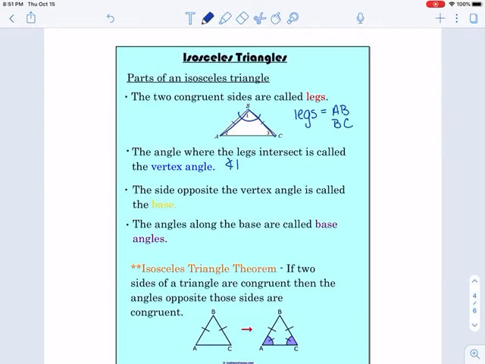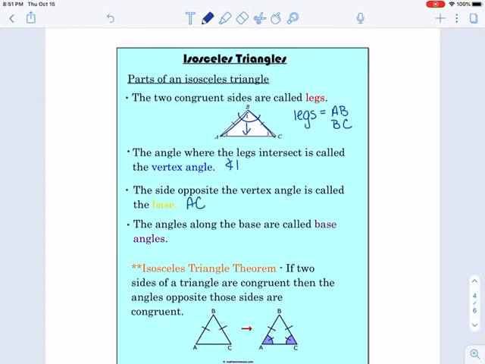The side opposite the vertex angle is called the base. Directly opposite angle 1 is side AC. So AC is your base there. And the angles along the base are called the base angles. So after I have the vertex angle at the top marked off, your other 2 angles are your base angles. So it's going to be angle 2 and angle 3. And it's these base angles that are always congruent, your 2 equal angles there.